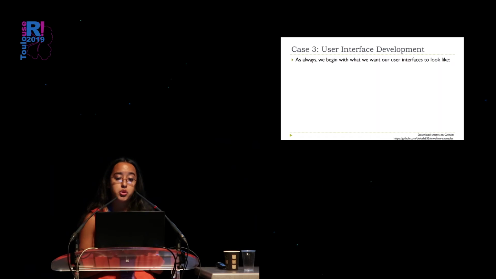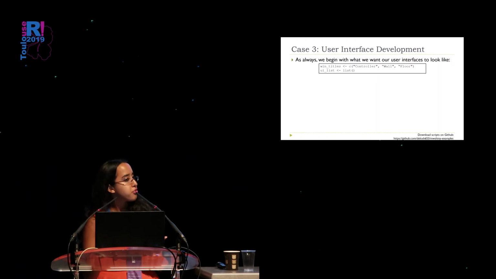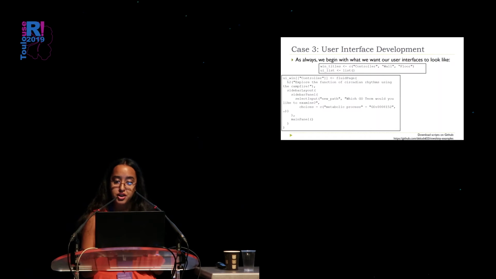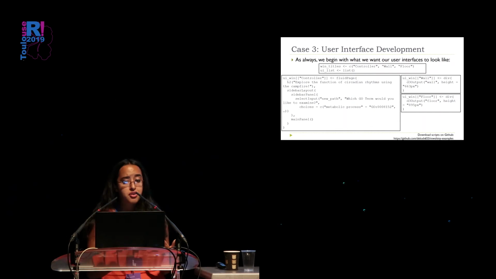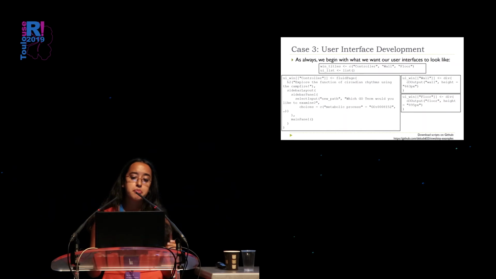As always, we begin with what we want our user interface to look like. In this case, we have 3 windows to manage: our simple controller, where we select gene function where we want, and our floor and wall. The floor is simply going to display a chord diagram of interacting genes, and the wall will have a heat map of what our expression looked like over time with each gene.